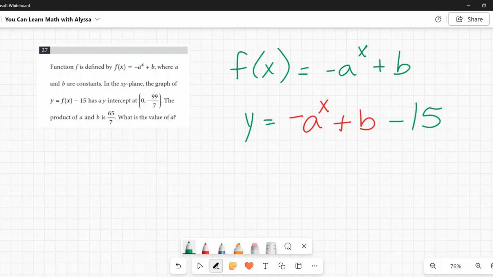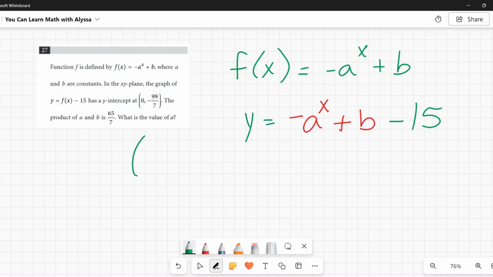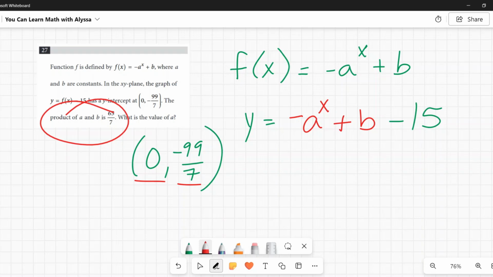Okay. Now we're told that this has a y-intercept of 0 and negative 99/7. I don't really care that that's the y-intercept. I care that it's an x and a y value that I can plug in here, and it will be true. And I'm also told finally that the product of a and b is 65/7. Okay, so that's something else I know. I know a times b is 65/7. I'll leave that over here on the side for now.